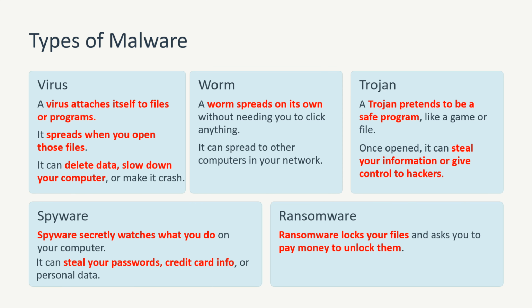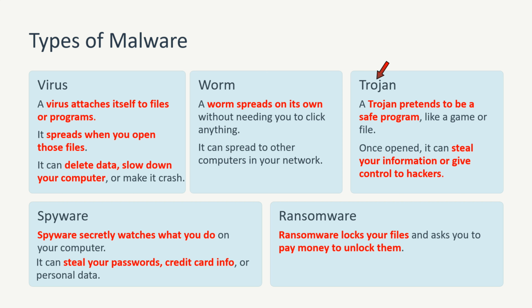Now we will see different types of malware. First one is virus. A virus attaches itself to files or programs. It spreads when you open those files. It can delete data, slow down your computer, or make it crash. Second one is worm. A worm spreads on its own without needing you to click anything. It can spread to other computers in your network.